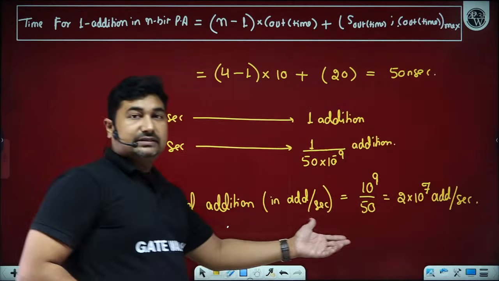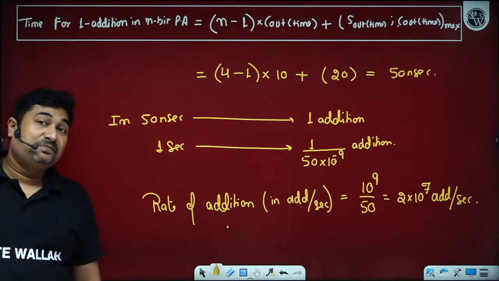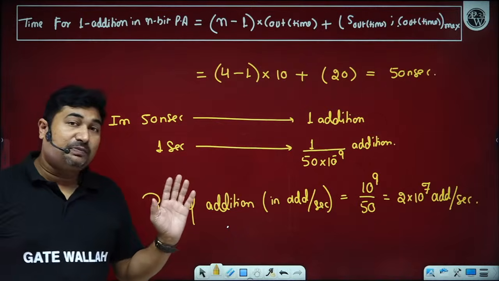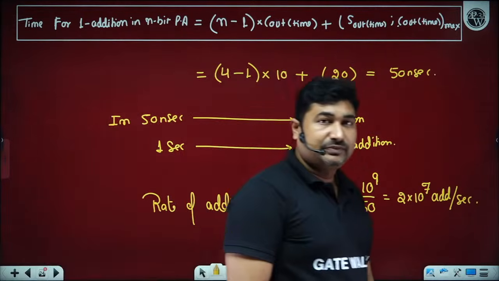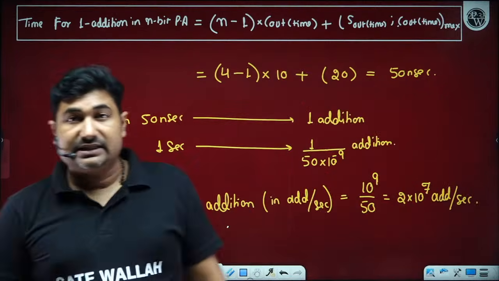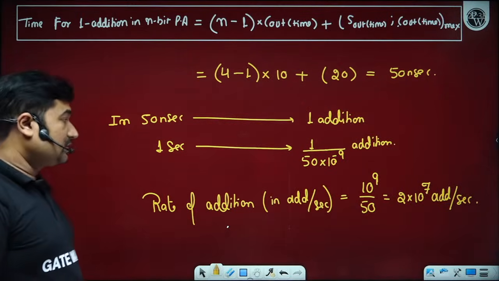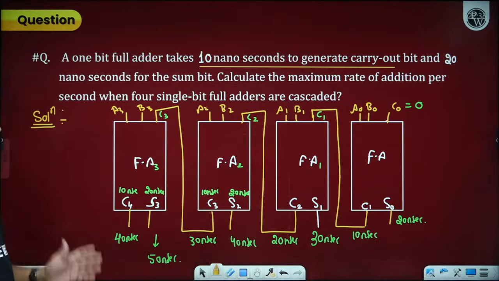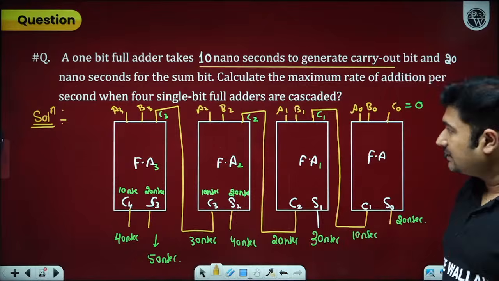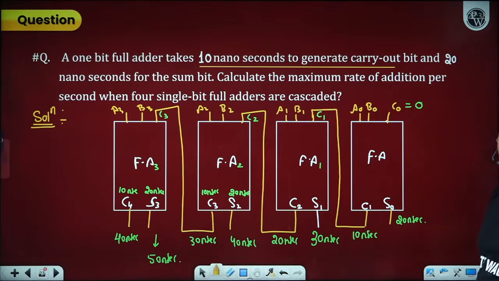Still you are saying that it is slow. What is the rate of addition? It can perform 2 into 10 to the power of 7 additions per second. Still it is slow. How many of you are able to understand this question perfectly? Please let me know by writing in the comment section.